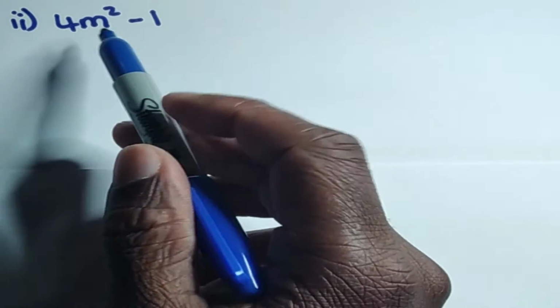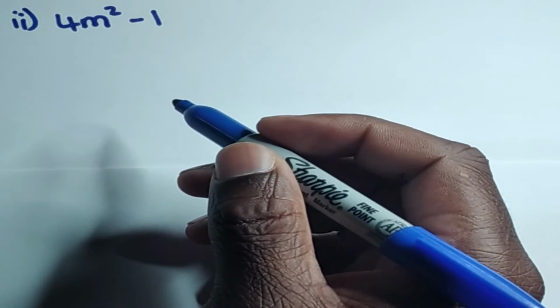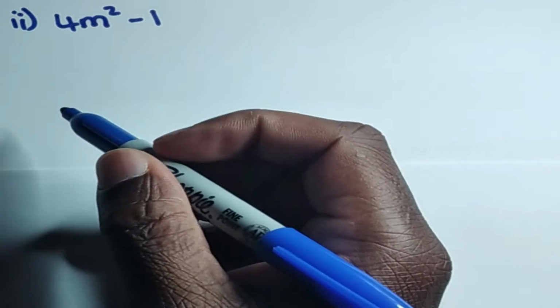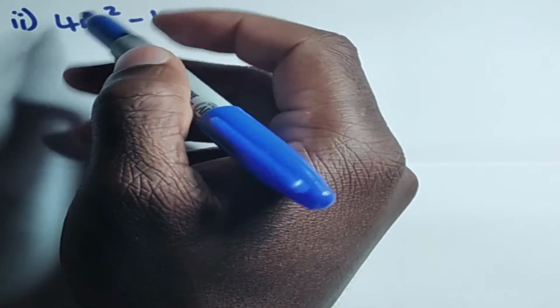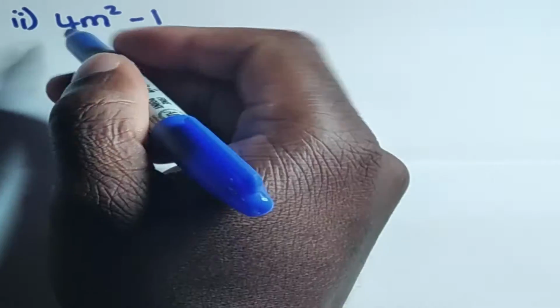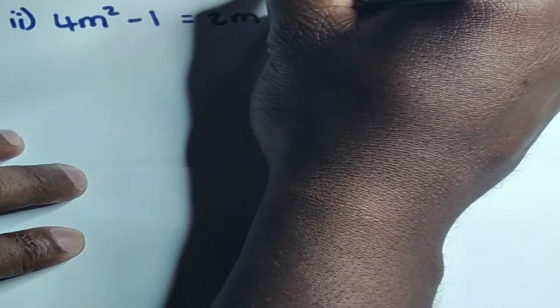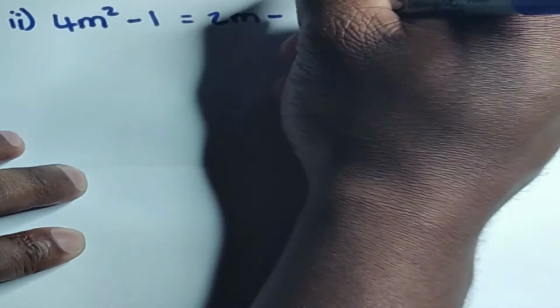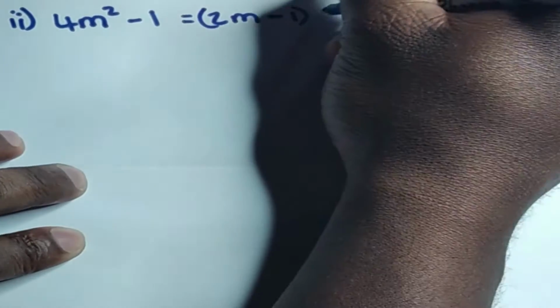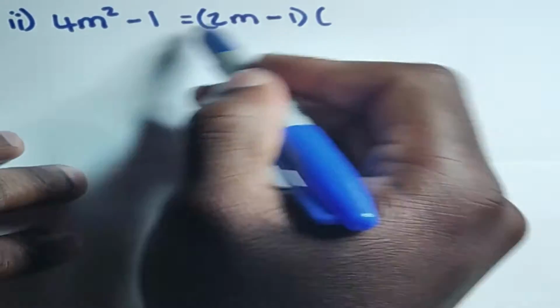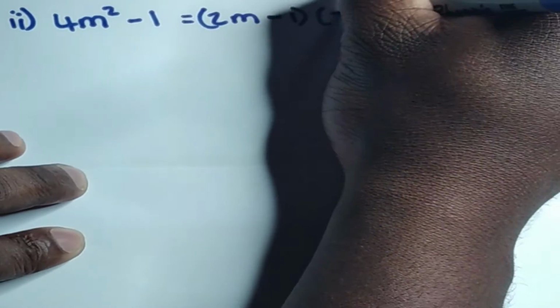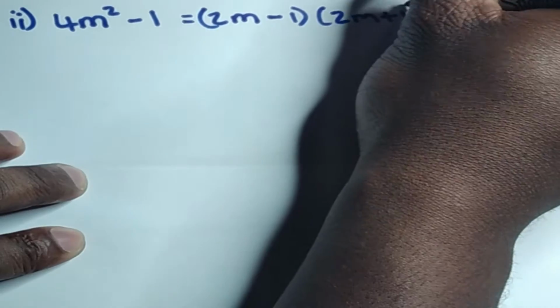Alright, so let's look at the second part of the question. Alright, so here we have 4m squared minus 1. Alright, so how do we treat something like this? Again, this meets the criteria of difference of 2 squares. So we can first find the square root of 4m squared. What's the square root of 4? Square root of 4 is 2. What's the square root of m squared? That would be m. We have our minus sign. What's the square root of 1? That's 1. And all we need to do is to write back the same 2 terms, but change the sign to addition. Alright, so this is 2m plus 1.